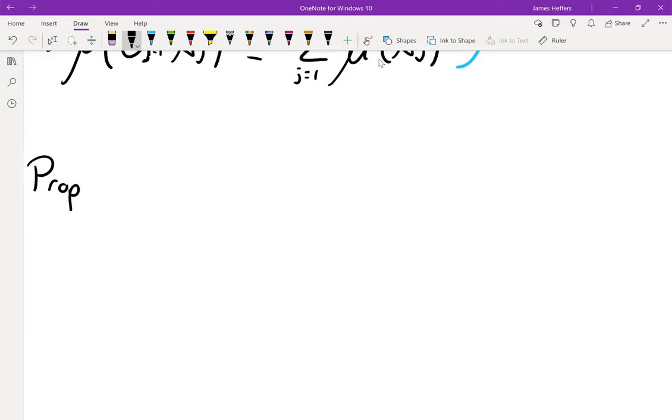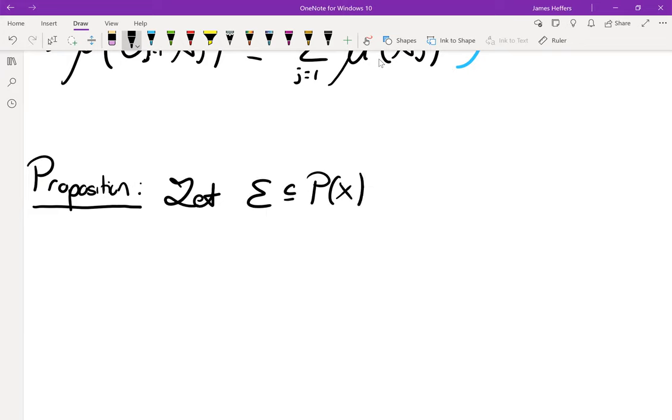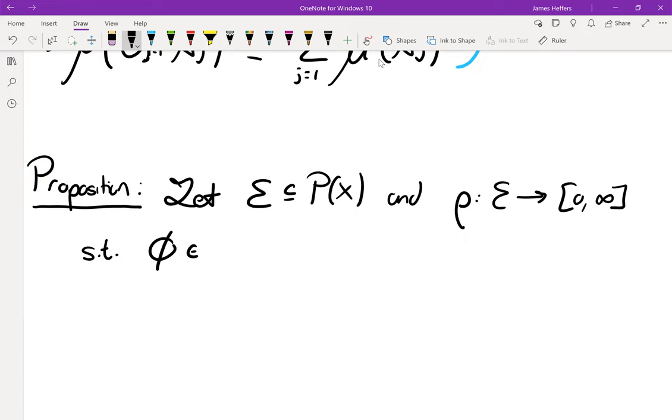Well, we'll start with the following proposition. Let E be some subset of the power set of X, and rho from E to 0 to infinity, such that we have the following: the empty set is an element of this collection, X is an element of this collection, and our function rho takes the empty set to zero.